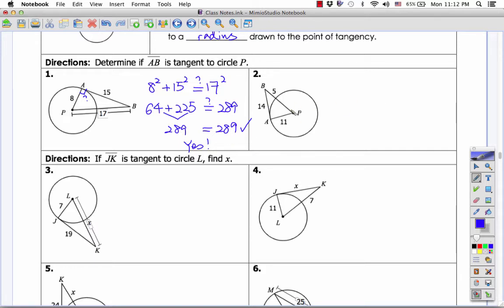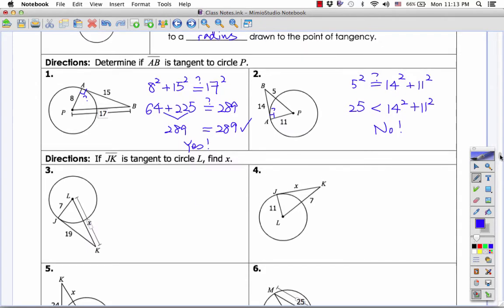Let's look at example 2. Again, we have to prove is AB tangent to circle P, and we have to prove if this is a right angle. So the hypotenuse now is 5 squared, and then the two legs are 14 and 11. So 14 squared plus 11 squared. Obviously, this is not going to work because 5 squared is 25, which is a lot less than 14 squared plus 11 squared. So no, this AB is not tangent to circle P.